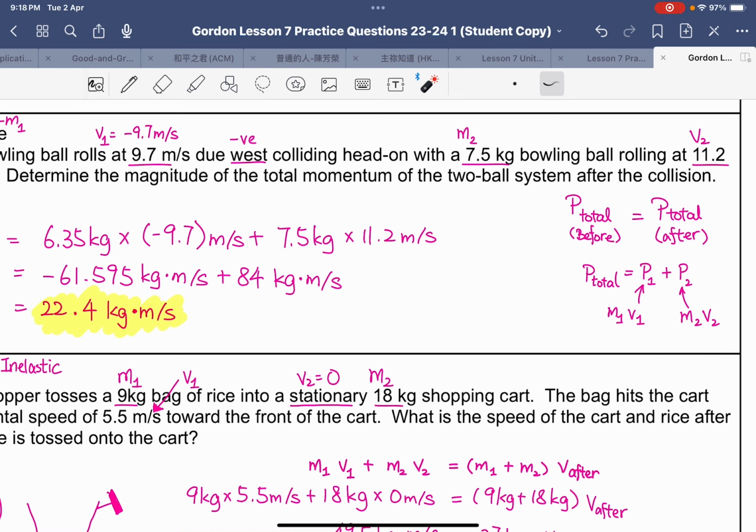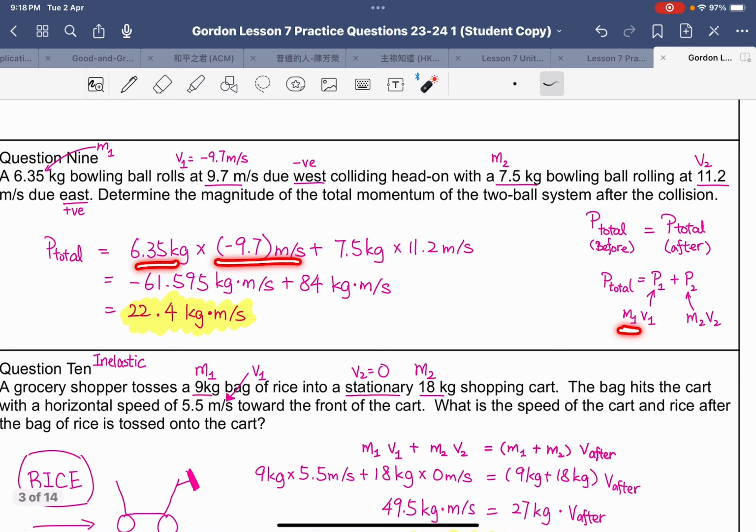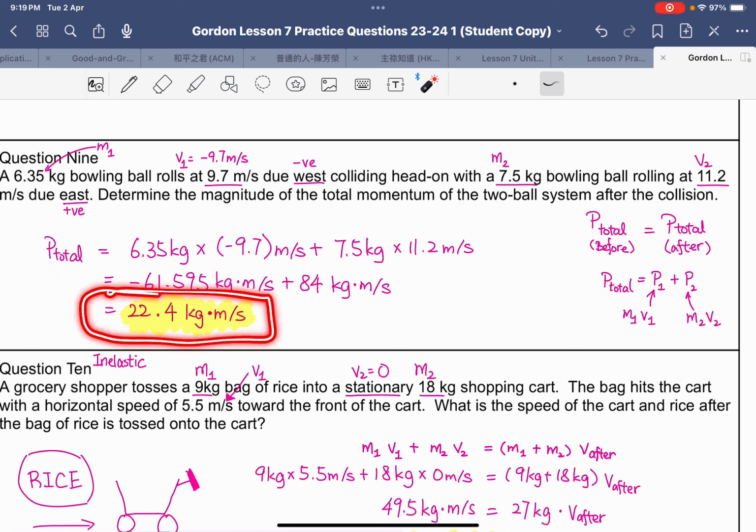And we can just sub in all the values we see. So m1 right here, m2, v1 is right here, m2, v2, just subbing it in. And now we can calculate this total momentum before the collision. And then this will also be the total momentum after the collision because of conservation of momentum.